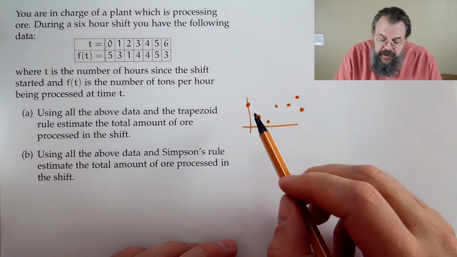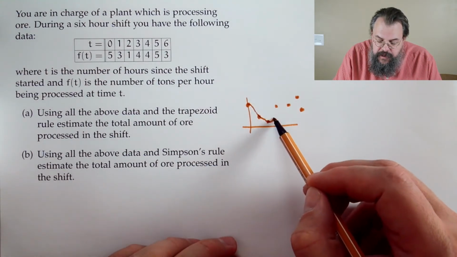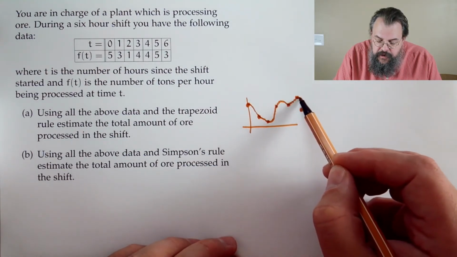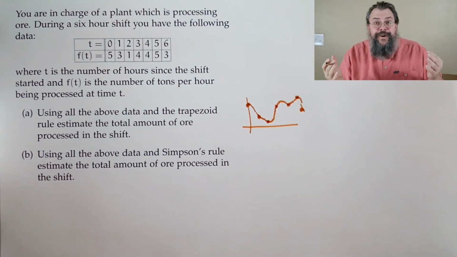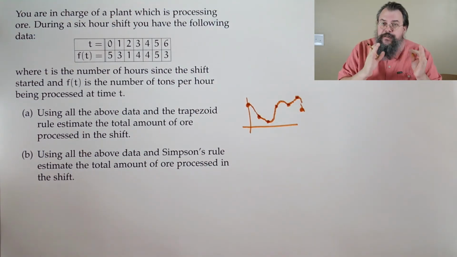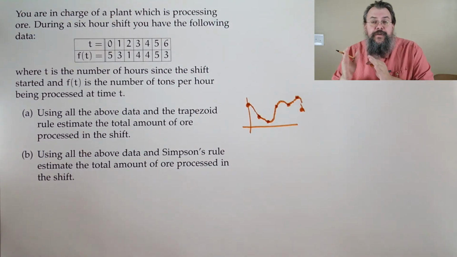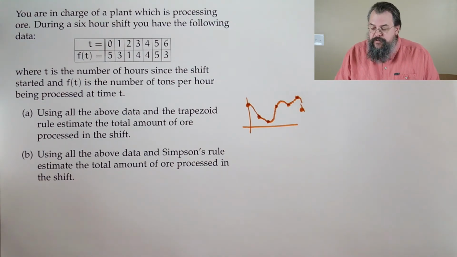Now, it's going to vary, and we don't know exactly what's happening in between. We can kind of imagine, who knows? It's something. We don't know what's happening between times 0 and 1, or between times 1 and 2. We only know what's happening at our snapshot points.